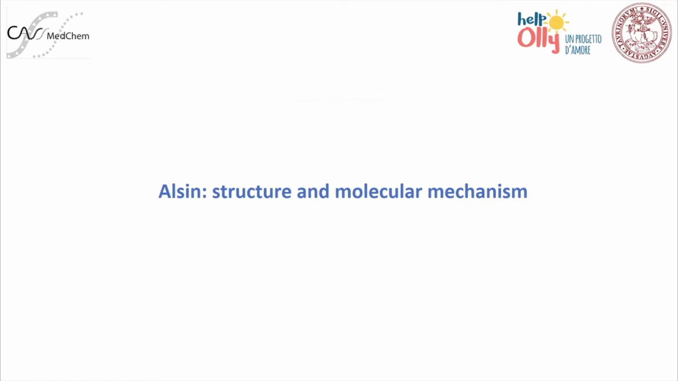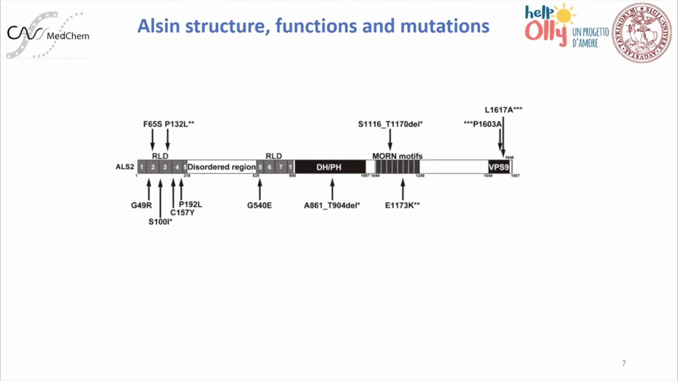Now, what about Alsin? We also have to have a look at the structure and molecular mechanisms. So Alsin is a pretty big protein, more than 1,600 residues. There are some domains which are described, especially of note the RLD domain, which I'm depicting here with the red boxes. It's important for the endosomal localization of the protein.